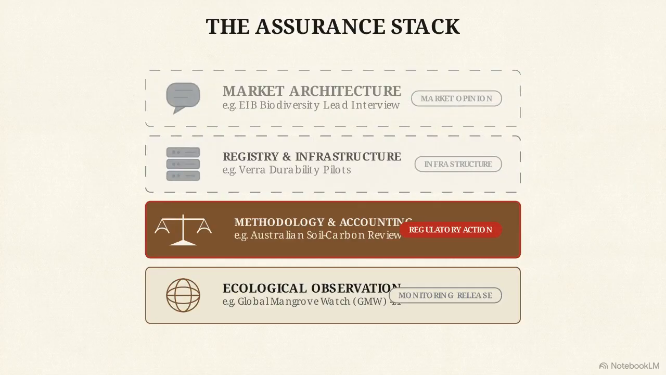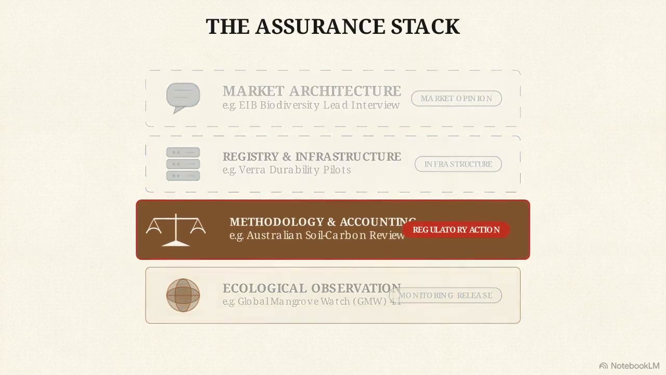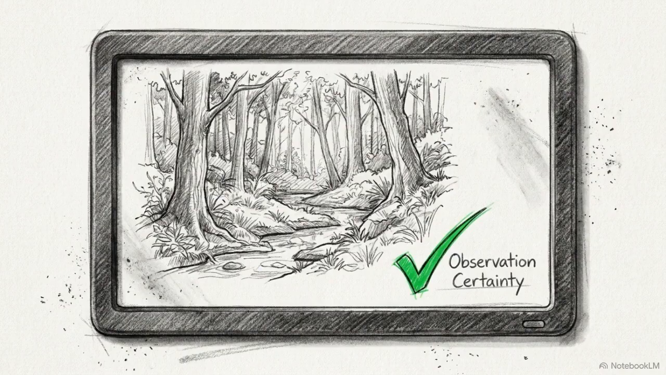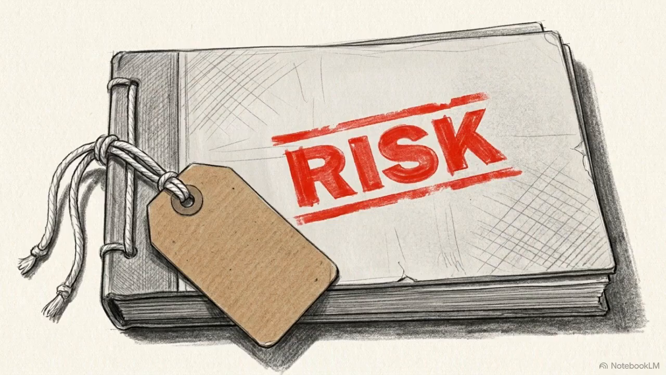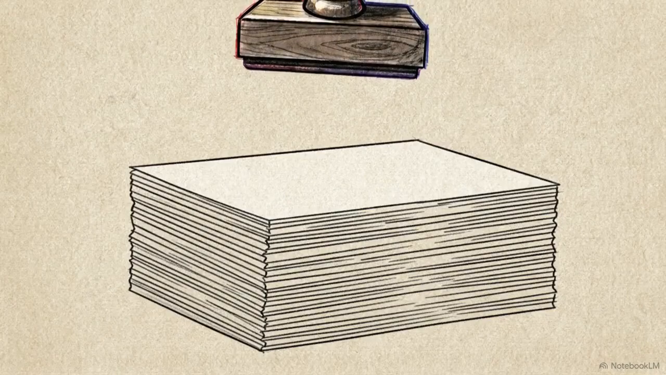This regulatory layer is entirely separate from registry infrastructure, like Verra's durability pilots, or broader market architecture opinions. If a financial model relies on the certainty of satellite observation without accounting for the volatility of the methodology layer, it is structurally blind to regulatory risk. The Australian case study provides a specific price and framework for methodology risk.